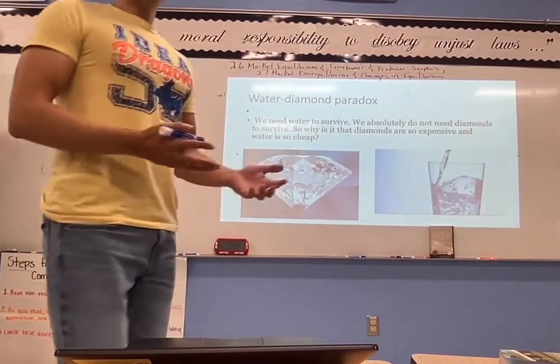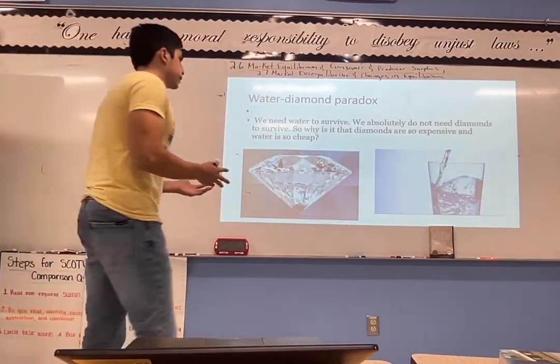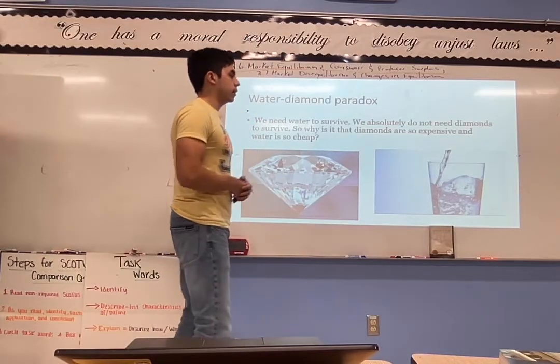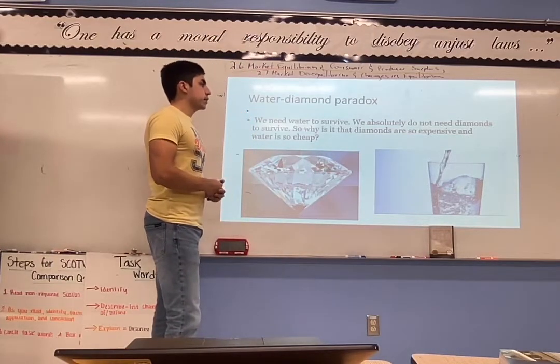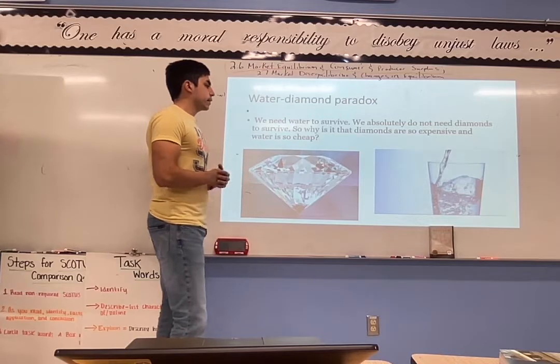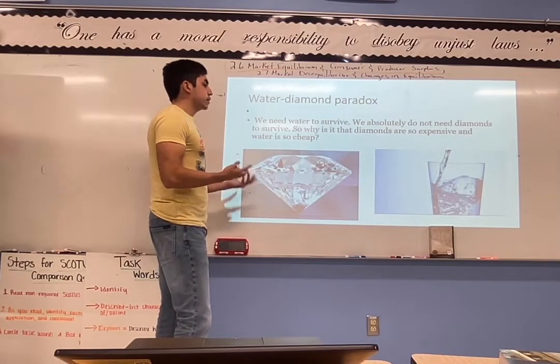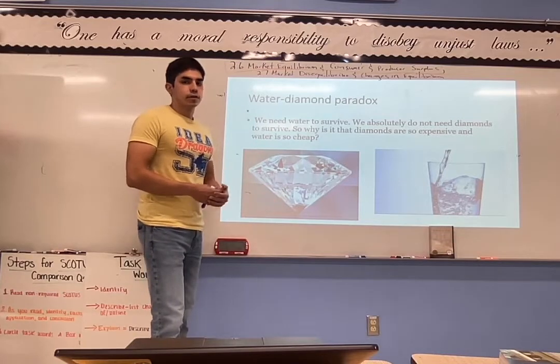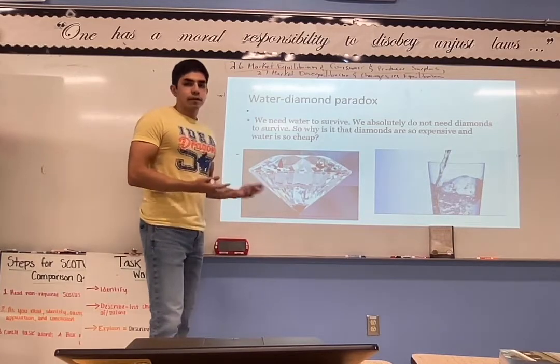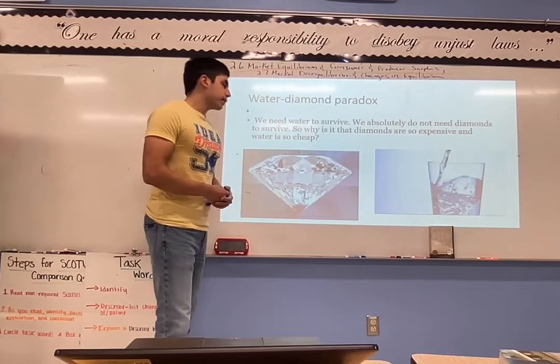So at the start of this unit, I introduced this paradox called the water-diamond paradox, where I asked you to think about why it is that water, which is so much more essential to life, is so much cheaper than diamonds, which are essentially irrelevant to life. You obviously do not need a diamond to survive.